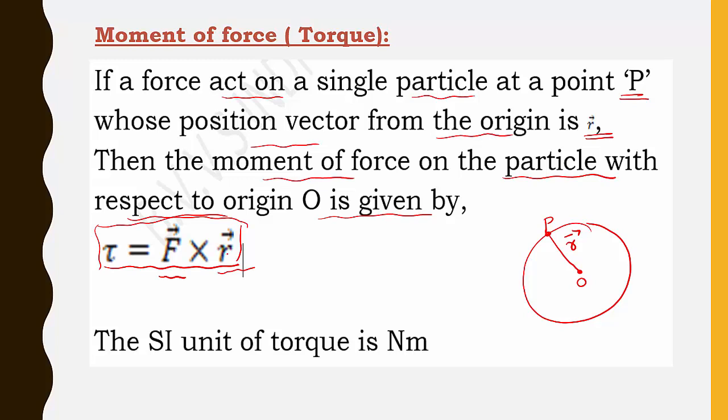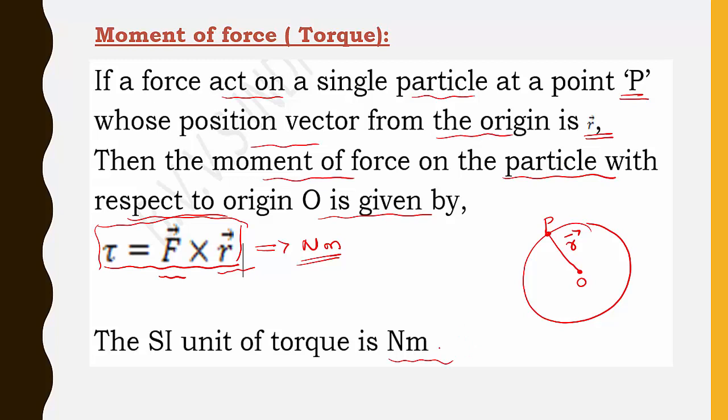So what is the equation for torque here? Tau equal to F cross r. Tau indicates the torque, F indicates applied force, r is perpendicular distance. Right? Then how to write the SI unit of torque? Force is measured in Newton, distance is measured in meter. So the SI unit of torque is Newton meter.